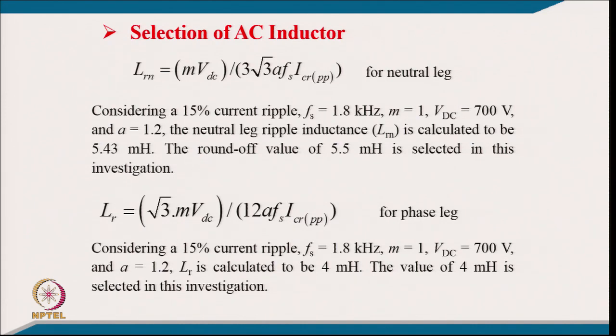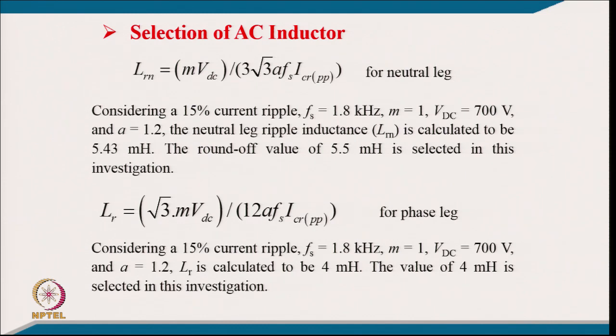Well, selection of the AC inductor. The inductor for the neutral leg we can select here. Typically in this case only the DC link voltage will be responsible, and 3 root 3 corresponds to the neutral, because triplen will be there. Considering 15% ripple, switching frequency 1.8 kilohertz, modulation index 1, DC link voltage of 700 volt and A equal to 1.2, the neutral leg inductance is calculated to be 5.43 millihenry, and a rounded value of 5.5 can be selected.